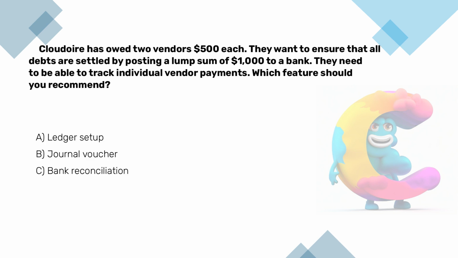We have owed two vendors $500 each. We want to ensure that all debts are settled by posting a lump sum of $1,000 to a bank. We need to be able to track individual vendor payments. Which feature should you recommend? A. Ledger setup. B. Journal voucher. C. Bank reconciliation.